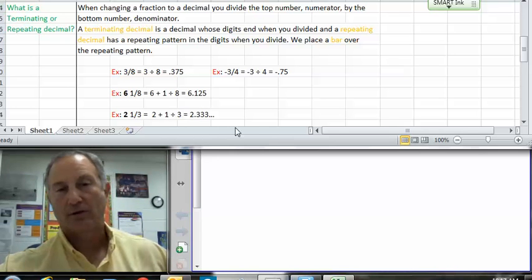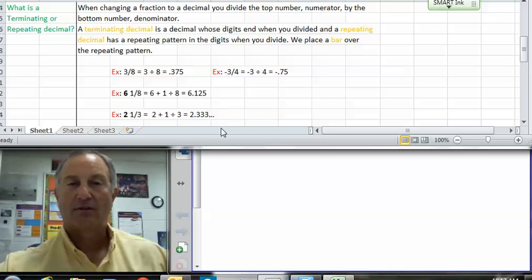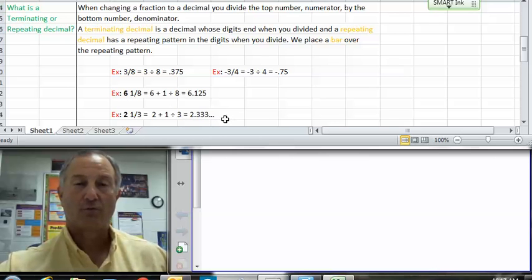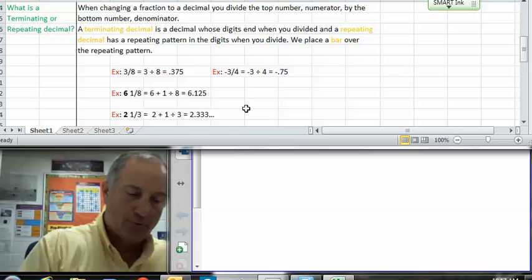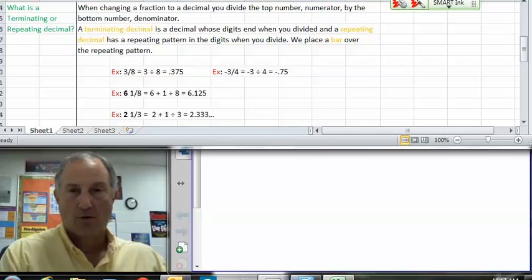You always keep getting a 1 left over, bring down a 0, you get 10, you put 3 in the 10 three times, and you get 9, a remainder of 1. It just keeps on going. You've worked with 1/3 before. A lot of times we would show this by putting a line over the 3.